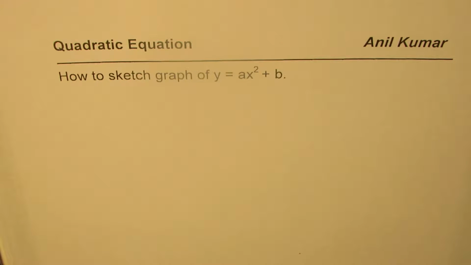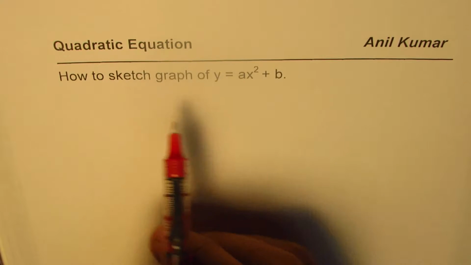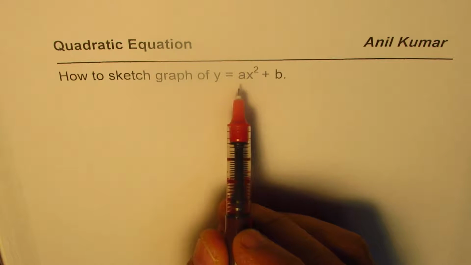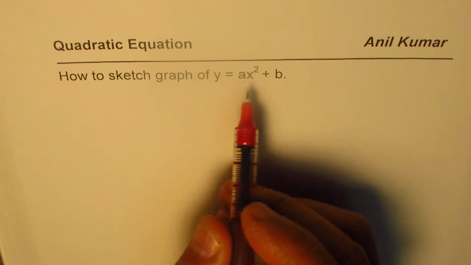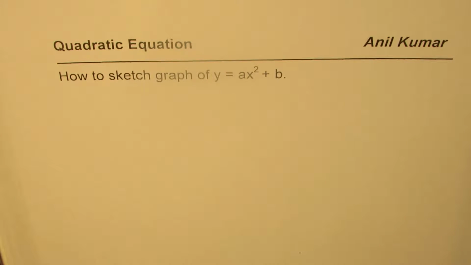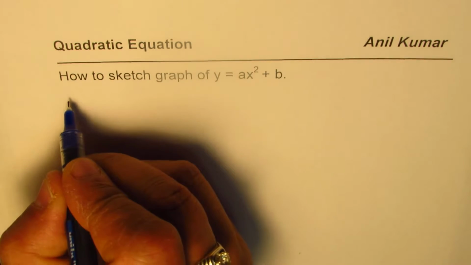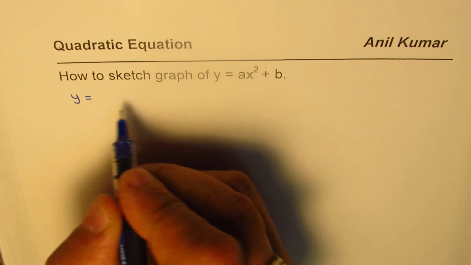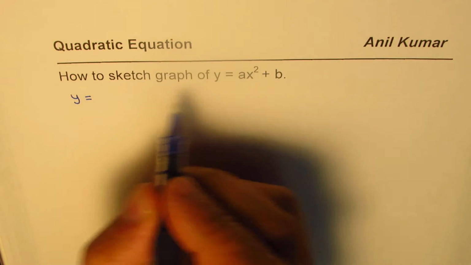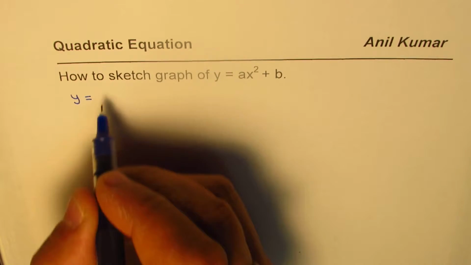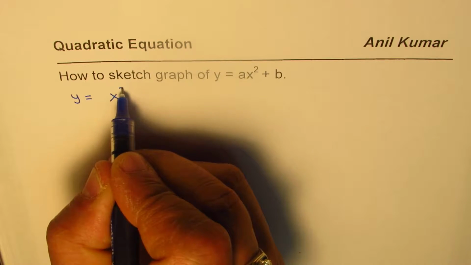I'm Anil Kumar. As you know, graph of any quadratic equation will be a parabola. We will now understand how to sketch graph of y equals ax square plus b. So I'll take different variations of this particular equation. Let me say we'll take value of a as 1 and b as 0 to begin with. So that is y equals x square.